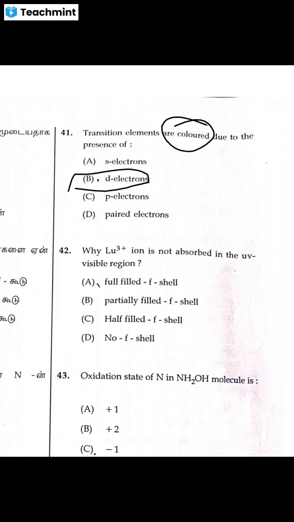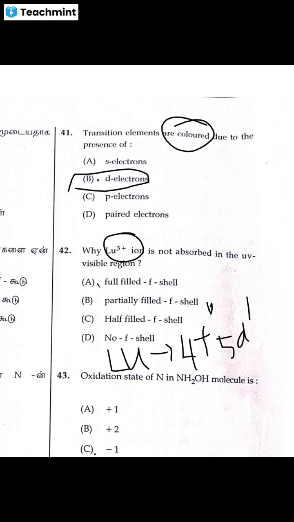The next one, lutetium 3+, is not absorbed in the UV visible region. Actually, if it absorbs in the visible region, it means it has some free or unpaired electron. But lutetium 3+ has no unpaired electron. For example, lutetium is 4f0, 5d1 and 4s2. This is the configuration for lutetium. They are asking lutetium 3+, it has lost all three electrons, so no unpaired electron.